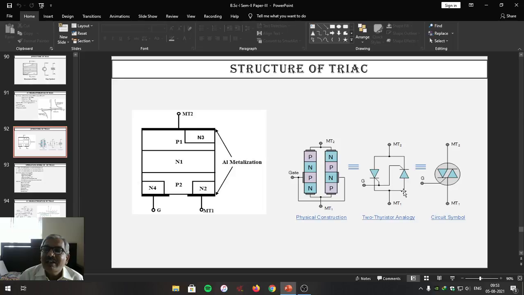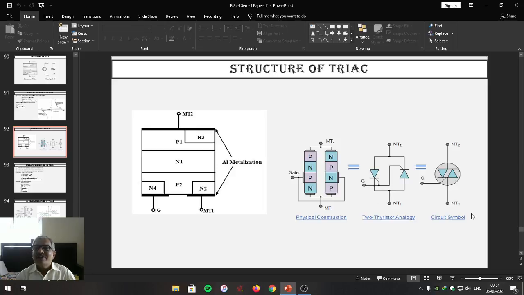From this figure, clearly we can understand that there are two SCRs, this one and this one, which are connected in anti-parallel. Anti-parallel means directions are opposite, but they are connected in parallel. This structure gives the proof to represent that TRIAC is an anti-parallel combination of two SCRs with a common gate to both.